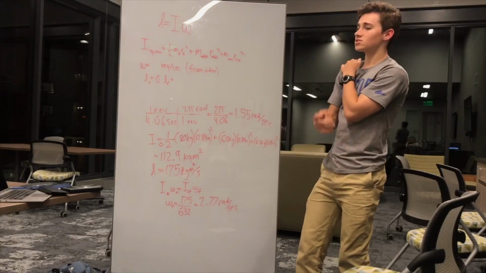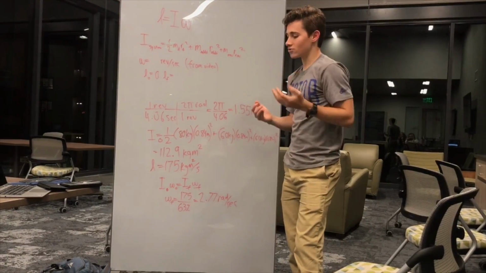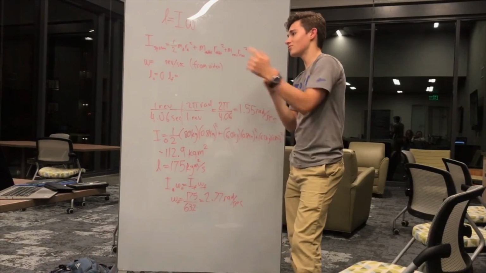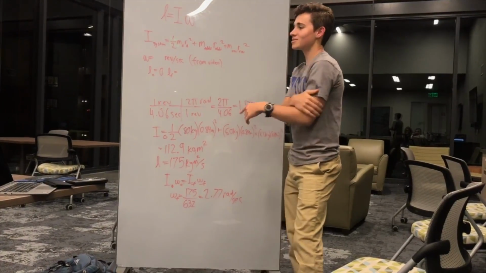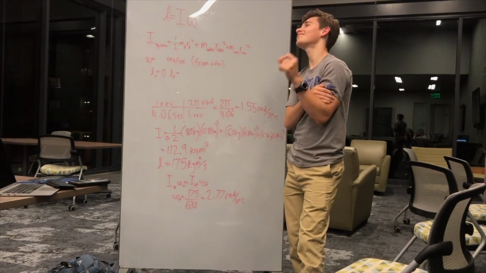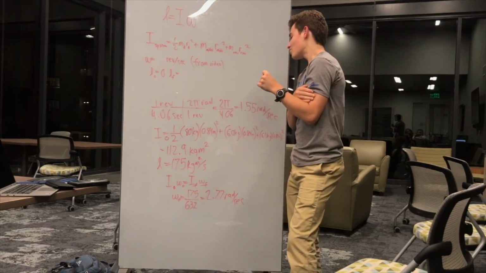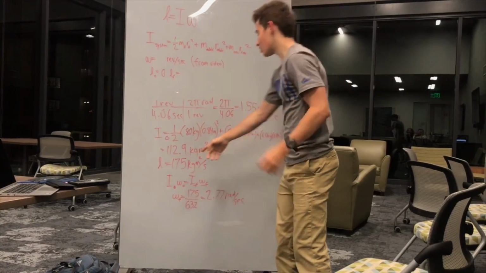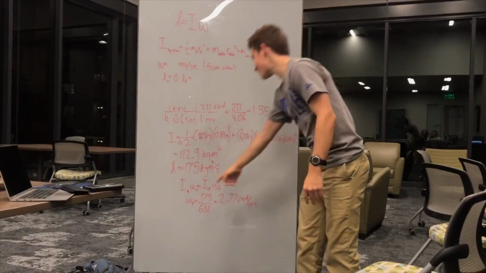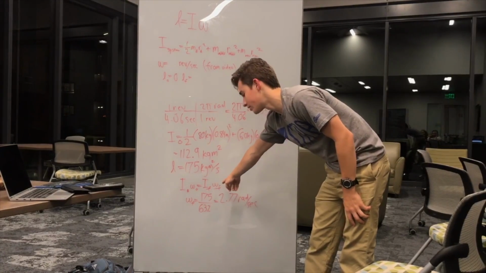Since it's a torque-free environment, the total angular momentum of the system will never change. So that means that the initial angular momentum is equal to the final angular momentum. So the initial moment of inertia times the initial angular velocity will equal the final moment of inertia times the final angular velocity. We have the initial angular momentum, 175 kilogram meters squared per second, and we set that equal to the final moment of inertia times the final angular velocity.